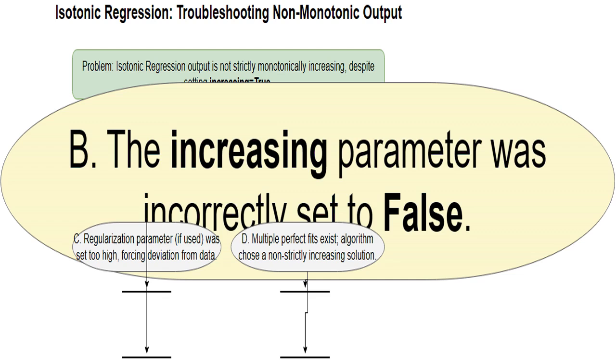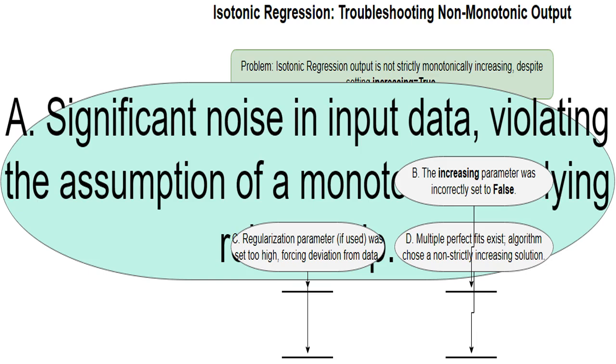There could be multiple ways for the algorithm to fit the data perfectly, and it might have selected a solution that's not perfectly increasing. It's a possible explanation for what I'm seeing. Think of it like finding multiple routes that all take the same amount of time. If I've used regularization, a technique to prevent overfitting, and set the parameter too high, it might force the model to be too smooth, causing it to deviate slightly from a perfectly increasing function. The goal of preventing overfitting might lead to this non-monotonic result. Think of it as over-smoothing the model to the point it gets slightly inaccurate.